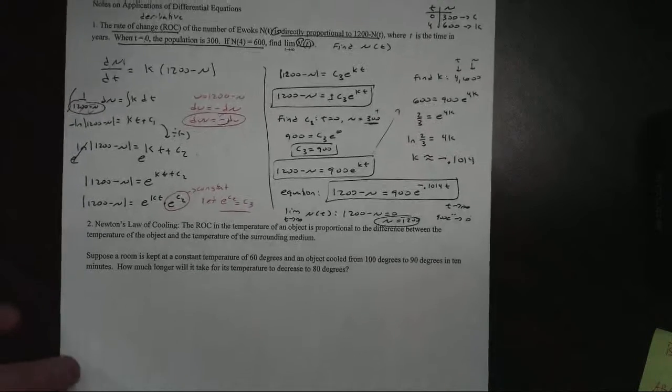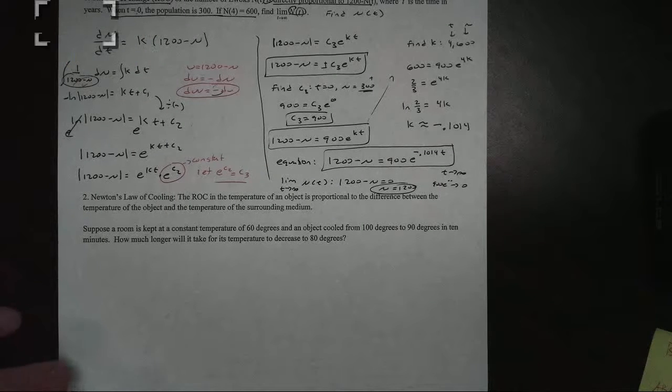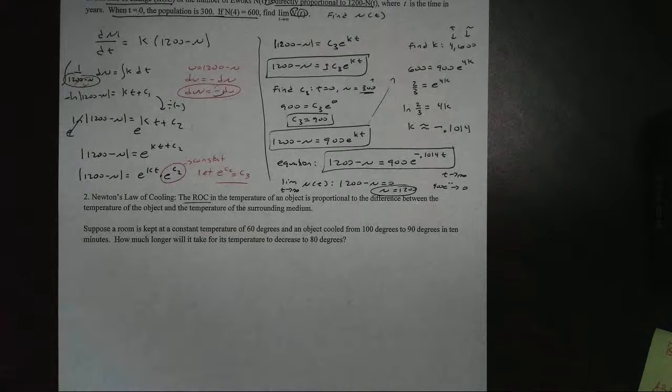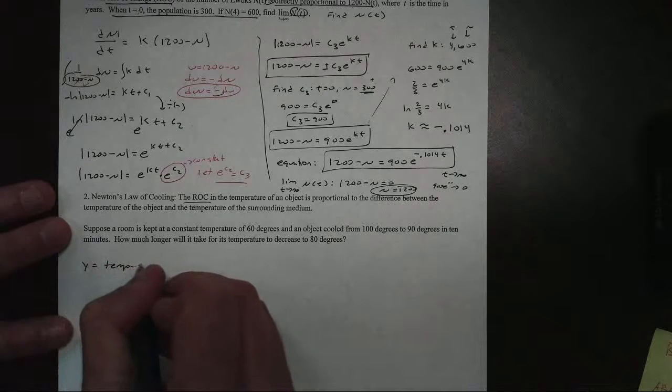Alright, our last question right here talks about Newton's law of cooling. It says the rate of change of the temperature of an object is proportional to the difference between the temperature of the object and the temperature of the surrounding medium. All I know of this one is that they give me a derivative. So I'm going to write that out. But before I do that, I need some variables. I'm going to let y equal the temperature of the object.